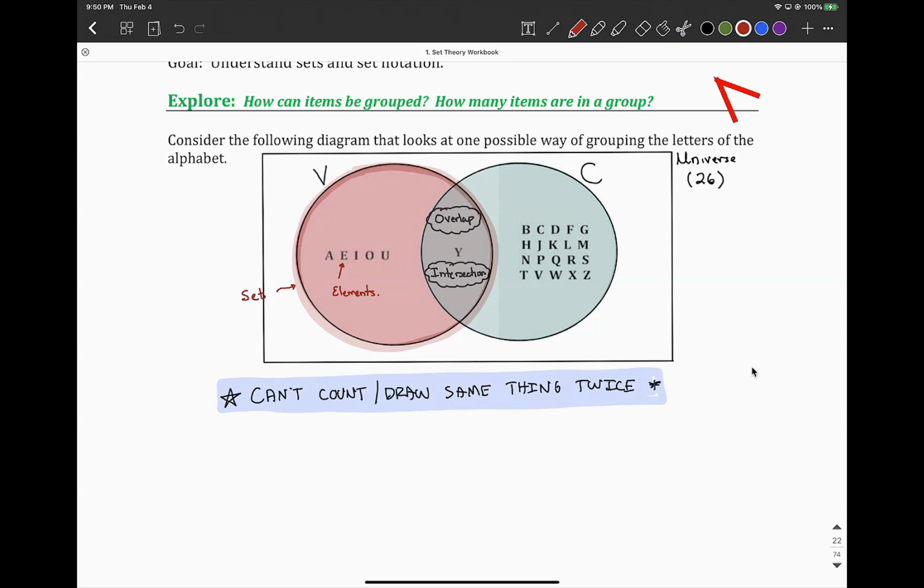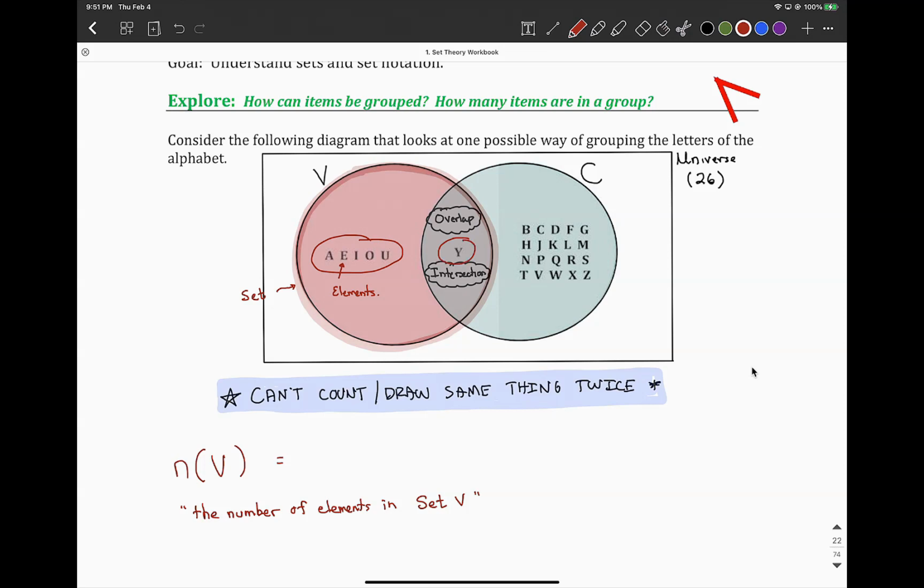The first thing I could ask, based on that diagram above, in notation is n of V. It's the number of elements in set V. That's what we're asking here. If you took a look at that diagram, would you say that there are only 5 elements, because there are 5 things right here? Or would we also count Y?